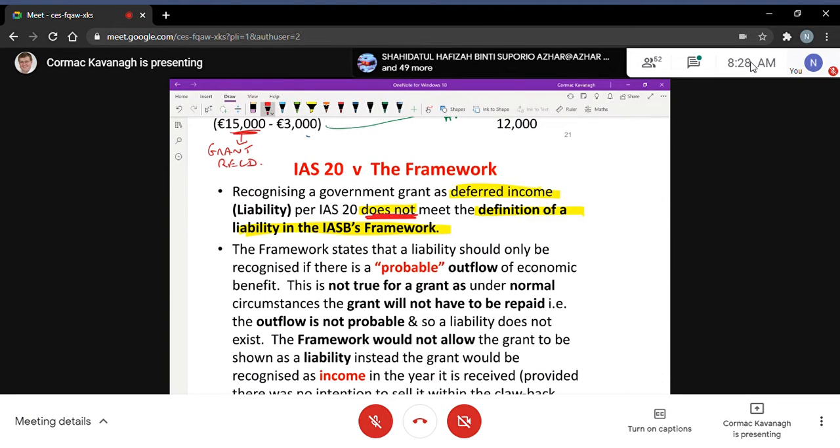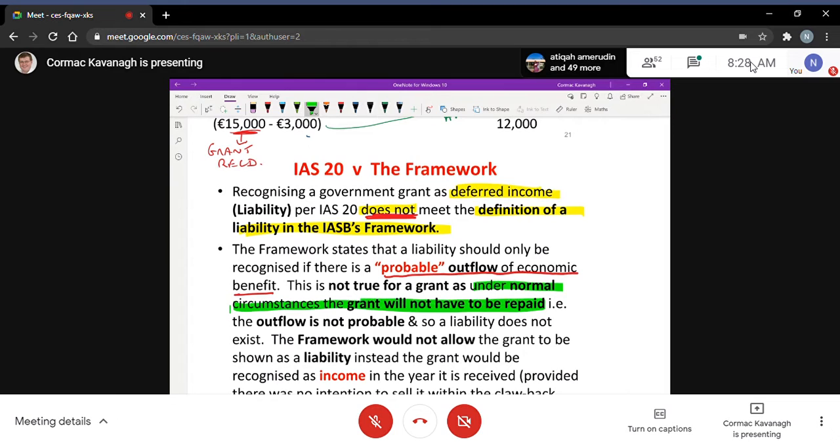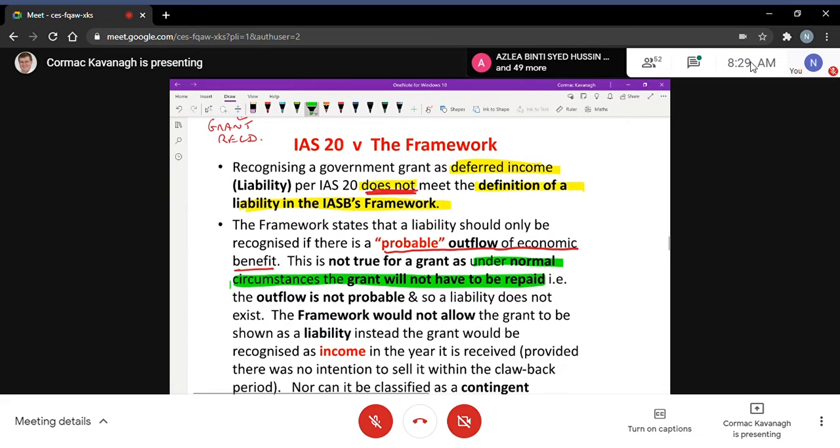The key here is that for a liability to exist, there needs to be a probable outflow of economic benefit, and that's not the case. Under normal circumstances, the grant will not be repaid. If we expected it to be repaid, it would be a loan. It wouldn't be a grant. So it is not probable. So that's where the problem exists. The standard still allows it, so we just need to recognize that there is a problem with this accounting standard in that it allows a treatment that is not strictly in line with the statement of principles.